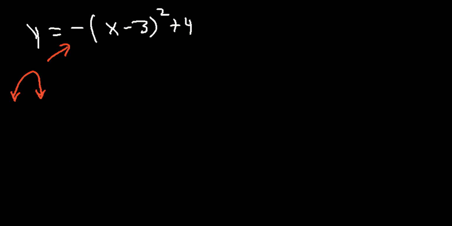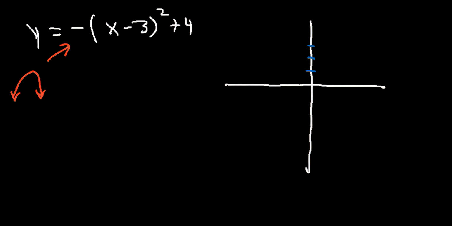So let's say you have y is equal to negative x minus 3 squared plus 4. Now this negative sign tells you that the graph is going to open downward. So our vertex, change negative 3 to positive 3, but don't change the 4. That's our vertex, 3 comma 4. So let's plot that point. So here's 3 comma 4, and we're going to need more points on the right side.